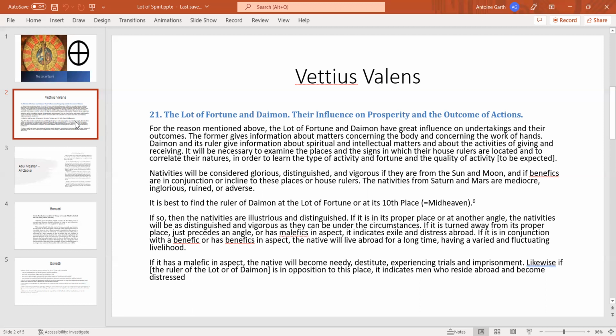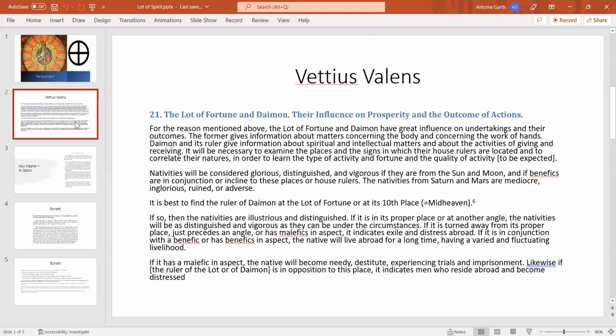The former gives information about matters concerning the body, which is why I've been using it as an ascendant, and concerning the work of the hands. But we've also talked about how the part of fortune is the path to fortune, and how you can see the attitudes represented by the part of fortune and the ruler of it contributing to what we do for a living, and certainly to how we bring money into our life. So once again, if you haven't seen the videos on the second house and substance, or finding the significator of substance, or any of those money videos, go look at that, because they're all based on the part of fortune. It will be necessary. Let's see.